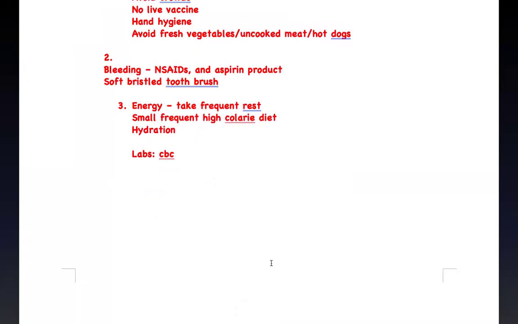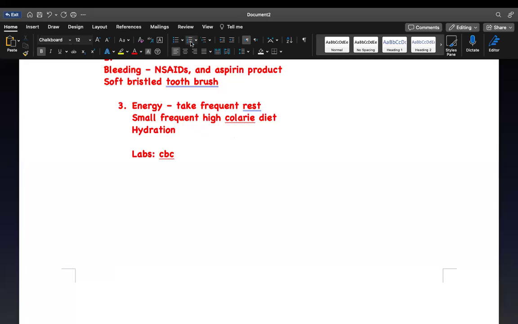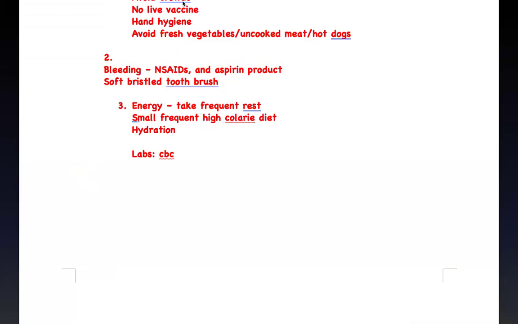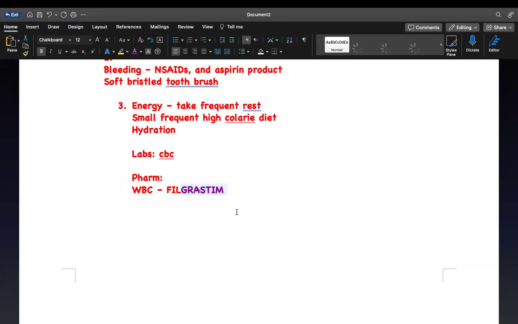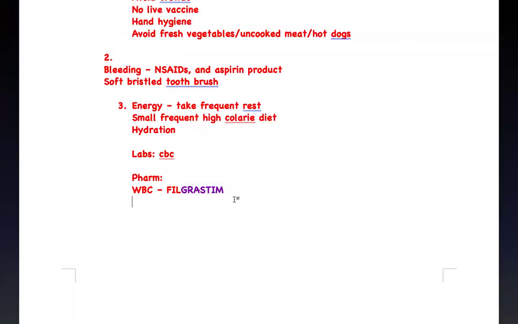Some pharmacology that you should know about this problem is a very quick pharm that you should know. So what pharm do you have to know? 3 medications. Sometimes we have to give them something for their white count. We call them Filgrastim. One of them is Filgrastim. If you don't know them, their last name is Grastim. So Grastim is their last name. I'll highlight that. All of them have Grastim. One of them is Filgrastim.